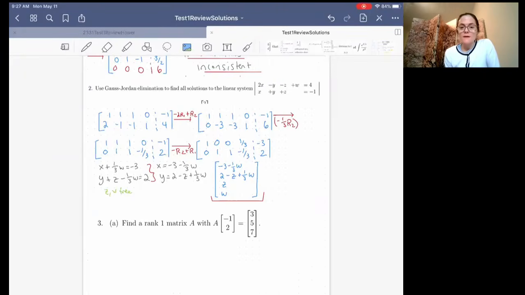But okay, don't make this harder than it is. Find a rank 1 matrix with A times (-1, 2) equal to the vector (3, 5, 7). Well, first of all, let's think about the size that A must be.